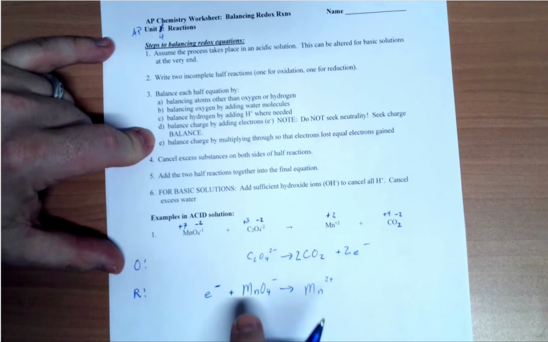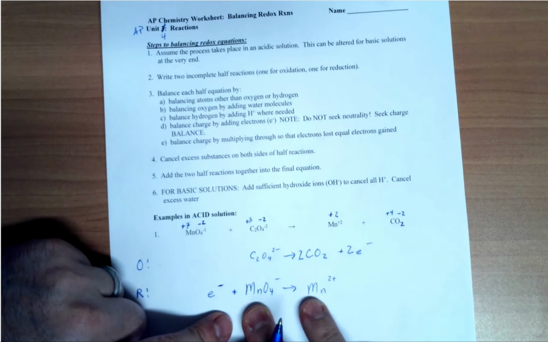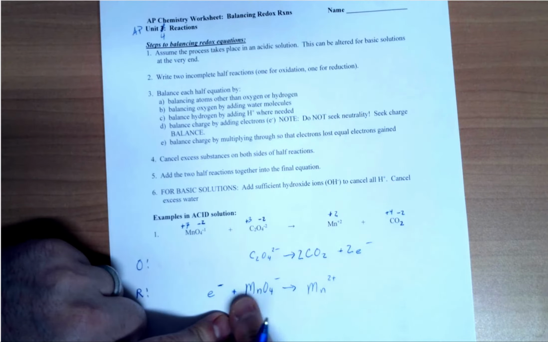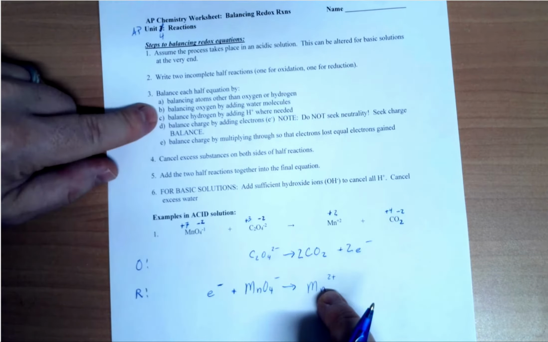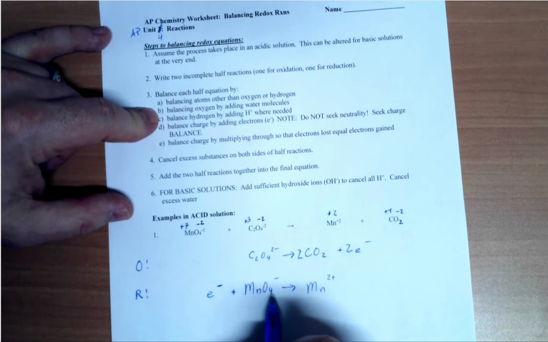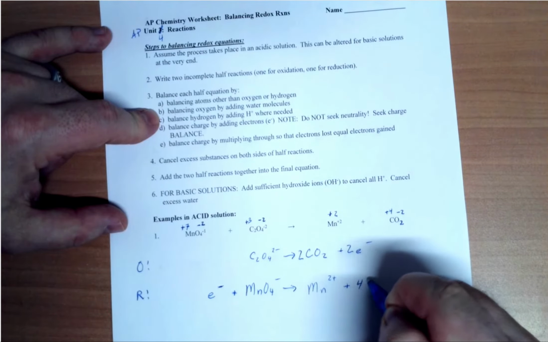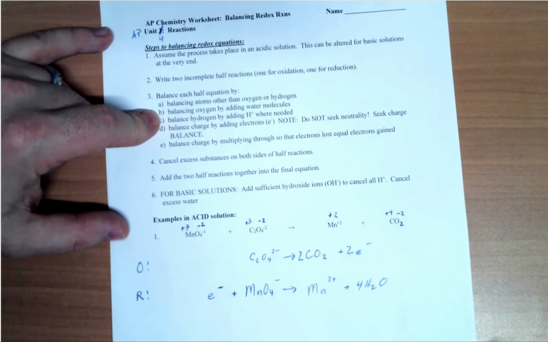All right. So let's stop there. Let's go balance this one. Balance anything that's not oxygen or hydrogen. Manganese, I have 1 of each, so those look good. Balance oxygens by adding water molecules. I've got 4 oxygens over here, 0 over here. I'm going to need to add 4 water molecules.